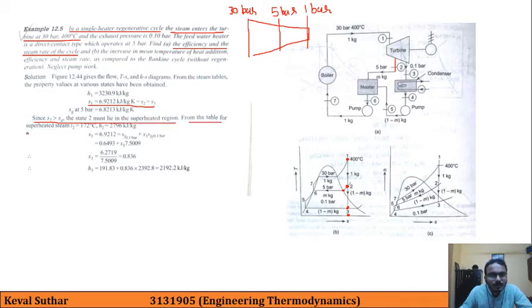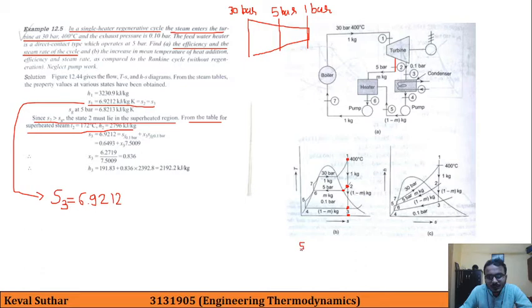And from the table of superheated steam, the T2 value is 172 degrees Celsius and the H2 value is also given. So which formula have we applied here? That S3 value from the steam tables is equal to 6.9212, which we have directly taken here as S3, because as I was telling you, S1 is equal to S2 is equal to S3.